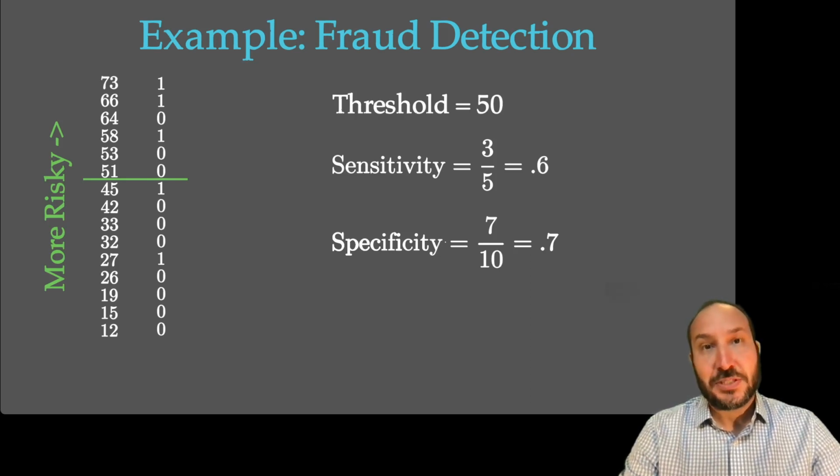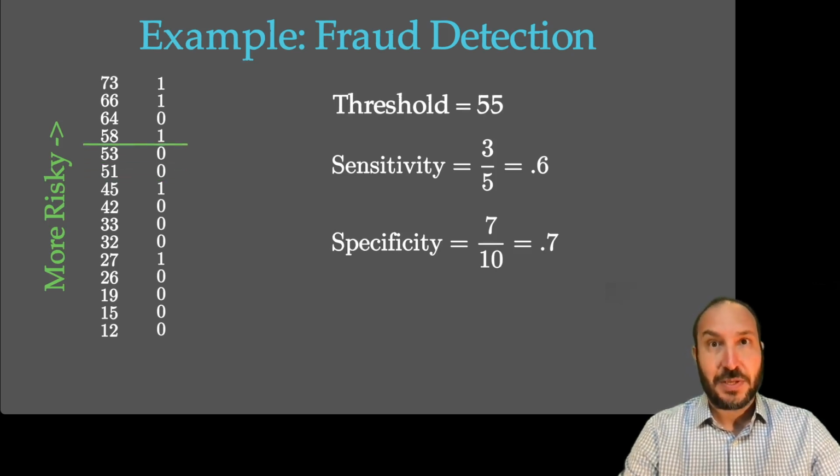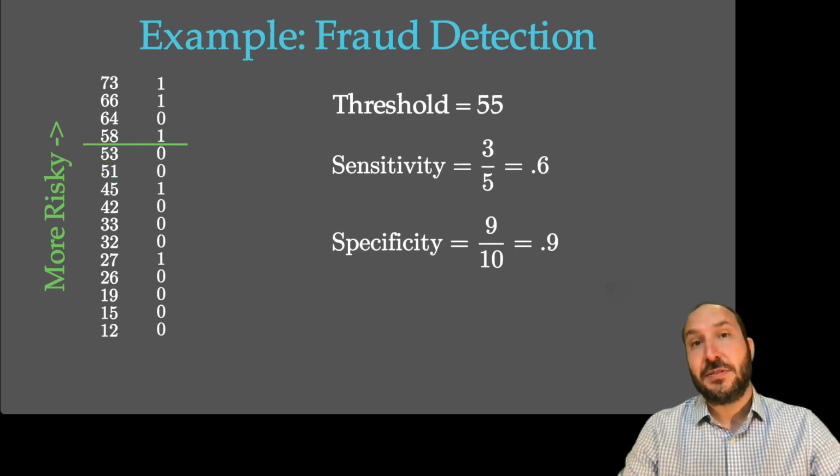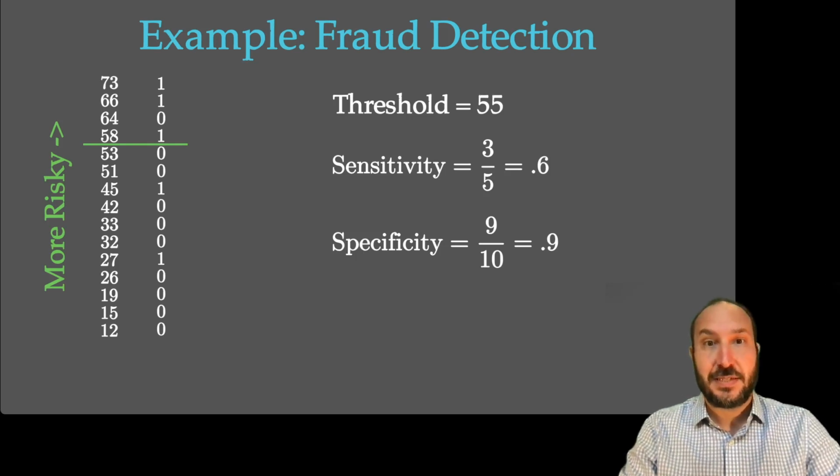Now, suppose we changed our threshold. We decided to use 55 as the threshold, move that bar up a little bit. Our sensitivity stays the same, but our specificity now goes up to 90%, or 9 out of 10. And you can see we've kind of chosen a more favorable place to choose that threshold for this test set.